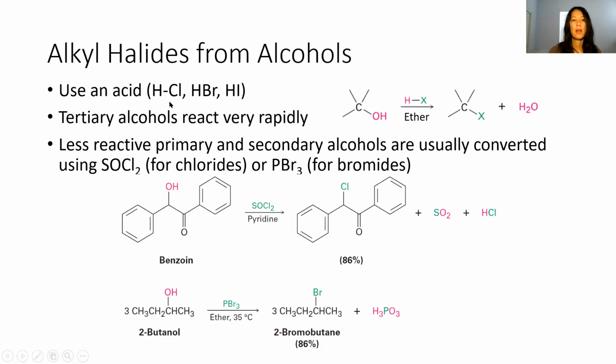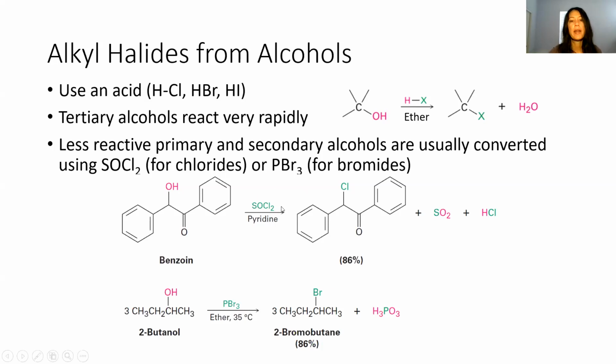So the acids that are typically used are HCl, HBr, HI. Again, with the tertiary alcohols, this reacts really rapidly just because you can form a tertiary cation. So in that case, that water does like to leave first. If you're looking at secondary or primary alcohols, those don't work as well with this method here using the acid. So there are two other reagents that are typically employed.